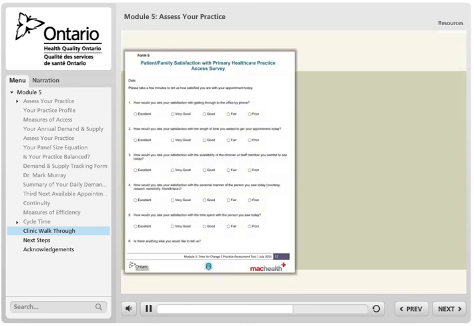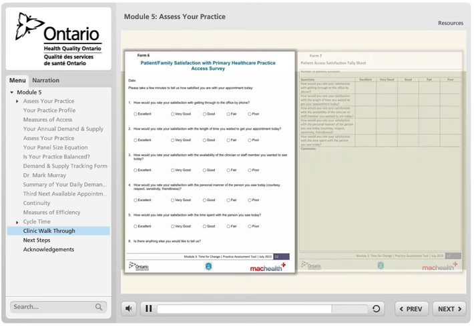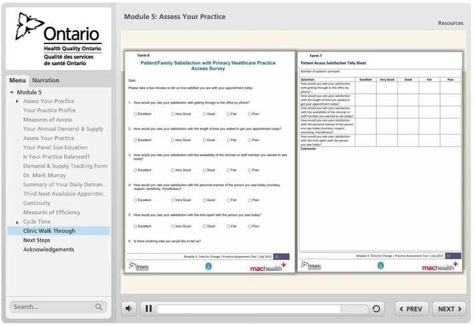A patient family satisfaction survey, Form 6, is also included in your practice assessment tool as an optional way to capture their perspective. Form 7 provides a place for you to tally the survey results. Enter your findings in the space provided on the practice assessment tool.